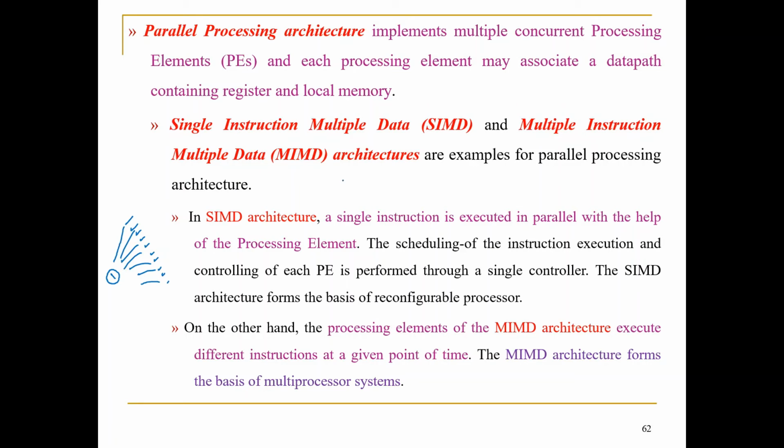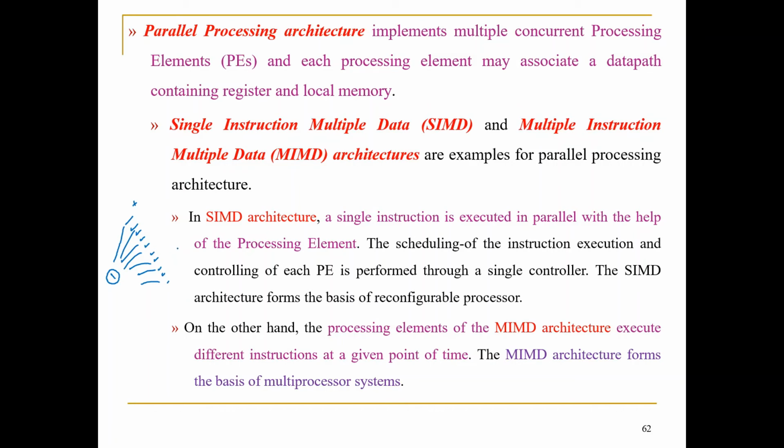See here, in single instruction multiple data architecture, a single instruction is executed in parallel with the help of processing elements. The scheduling of the instruction execution and controlling of each processing element is performed through a single controller. The SIMD architecture forms the basis of reconfigurable processors, which means that you have a single operation to be performed in an architecture. Let's say that you have an addition to be performed here, and you have multiple data to be added up. So you write a single instruction, and that single instruction will be working on this particular data parallelly. But it will consume time, no issues.